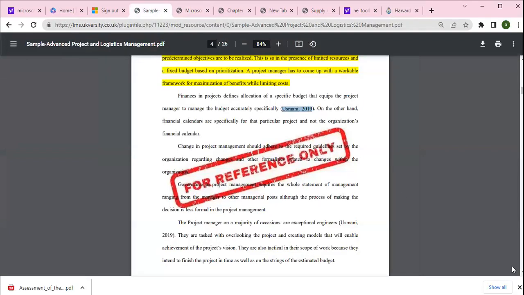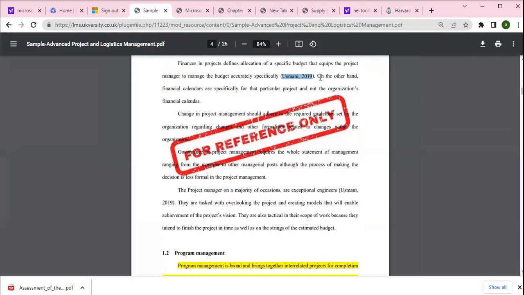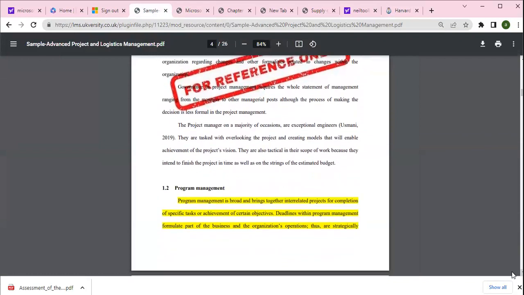If we look at this one, this author has used this reference and the same reference here. It is always good to compare and contrast different author viewpoints, not just one author. At this level it is always good practice.